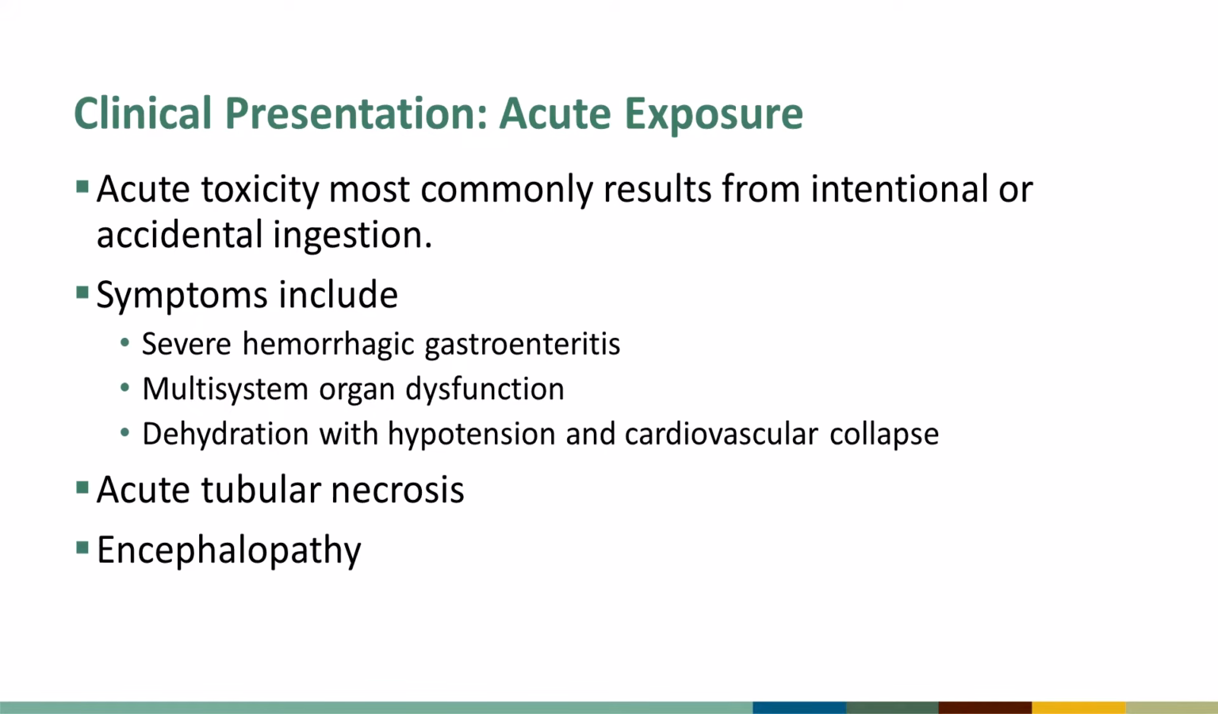Acute tubular necrosis with acute renal failure has occurred with acute arsenic exposure. Encephalopathy has been reported within 24 to 72 hours following acute exposure, as well as in chronic exposures. Milder clinical features associated with acute exposure include numbness, muscle cramps, facial edema, and gastrointestinal effects such as nausea, vomiting, and diarrhea.